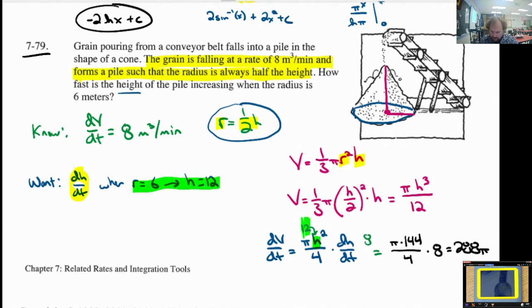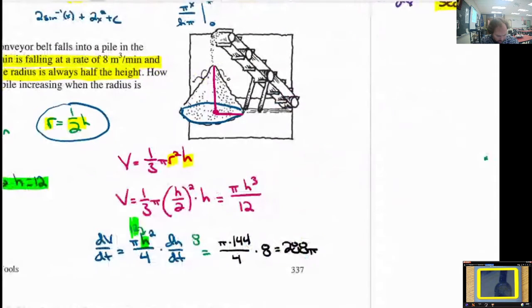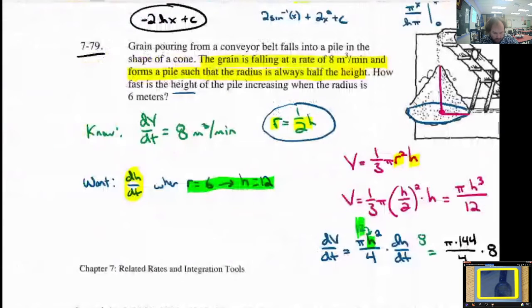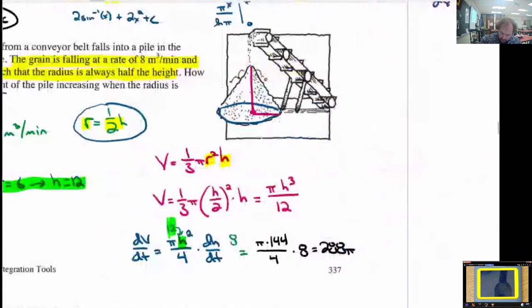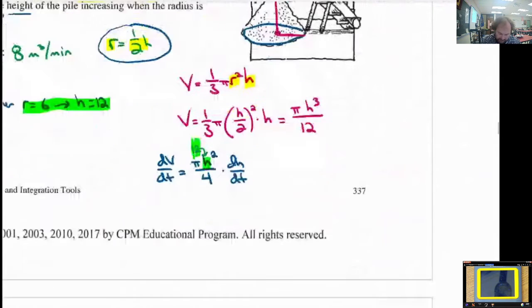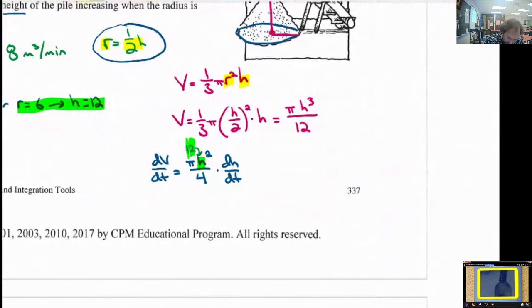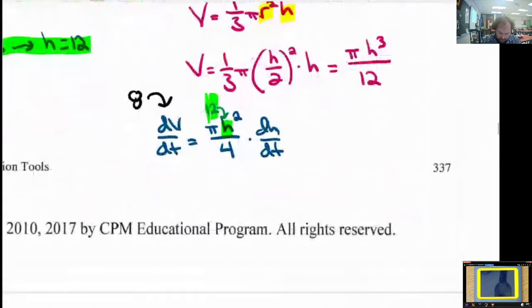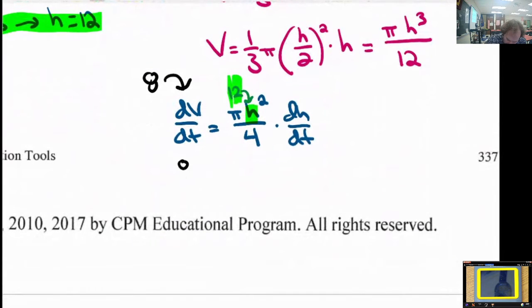Of course, this is dh dt. Oh, shoot. See, I made a big old math boo-boo. Sorry, guys. Back it up. 8 is dV dt. Whoopsie. I wonder how frustrating it is to watch these videos sometimes when you guys at home are like, Ford, what are you doing? 8 is going to equal 144 pi over 4 times dh dt.